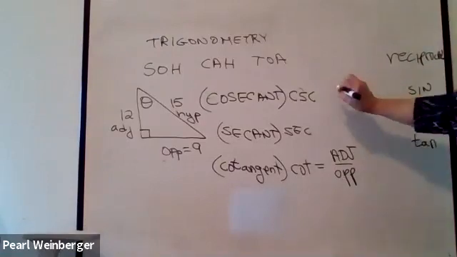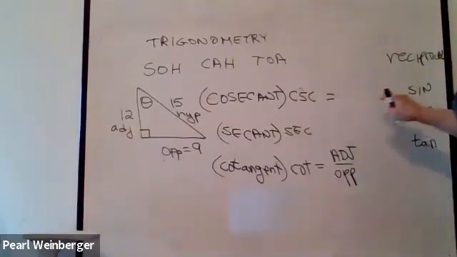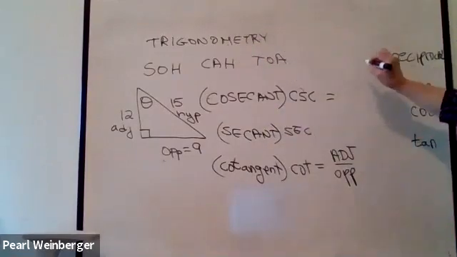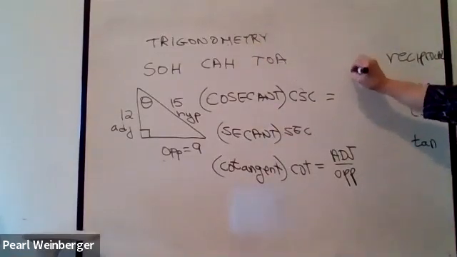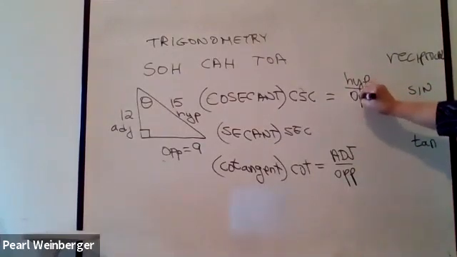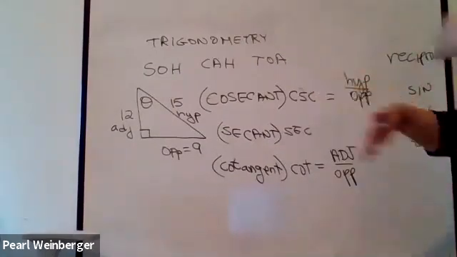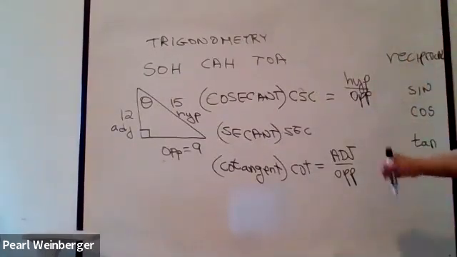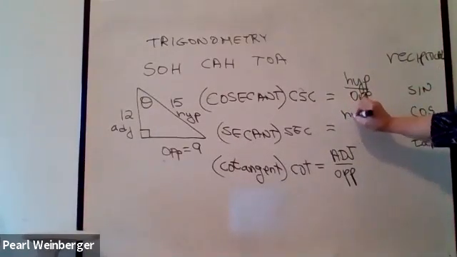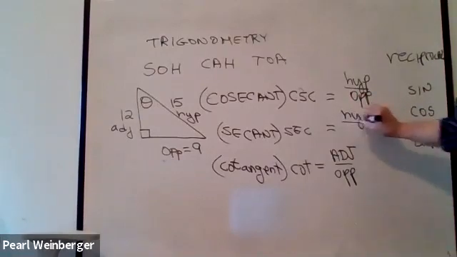So the cosecant is the reciprocal of the sine. Remember, the sine is opposite over hypotenuse. So the cosecant is the hypotenuse over the opposite. It's simply the sine flipped over. And the secant is the reciprocal of the cosine, so it's the hypotenuse over the adjacent.